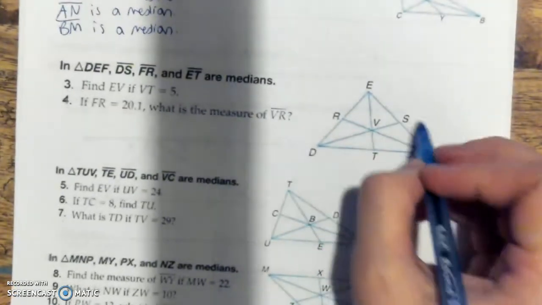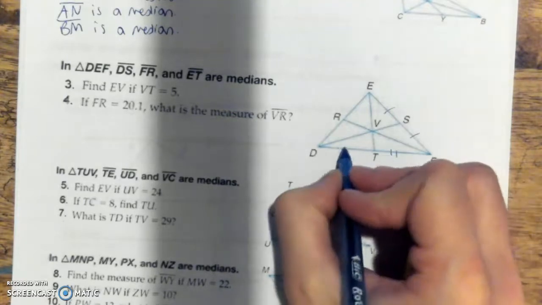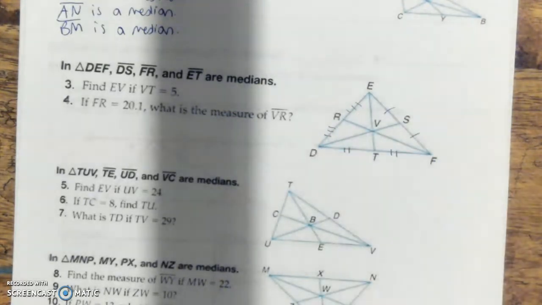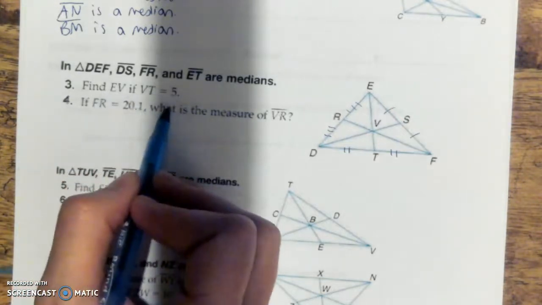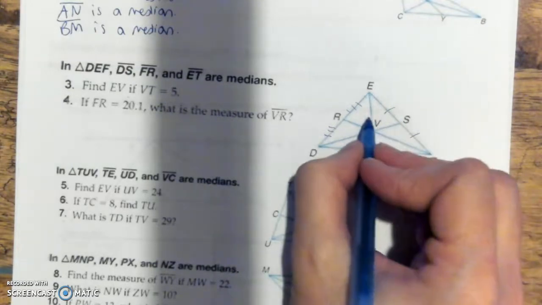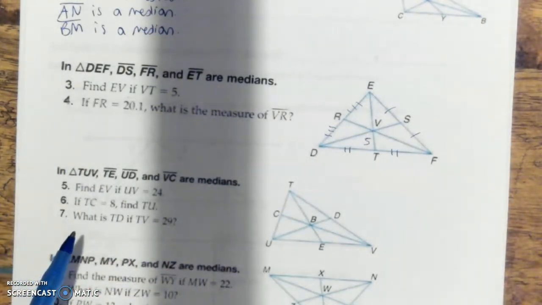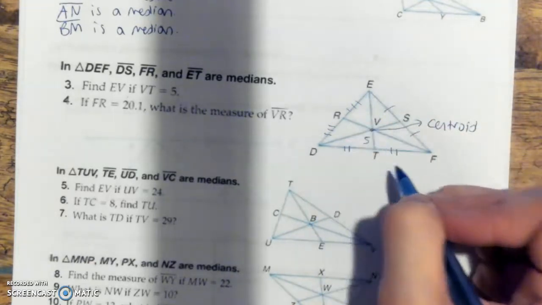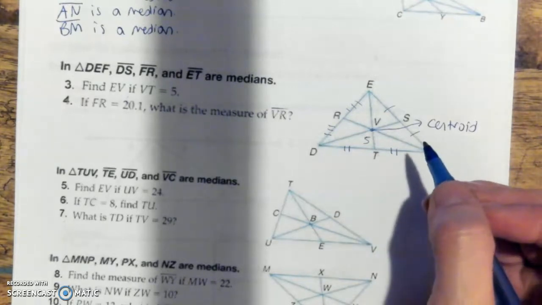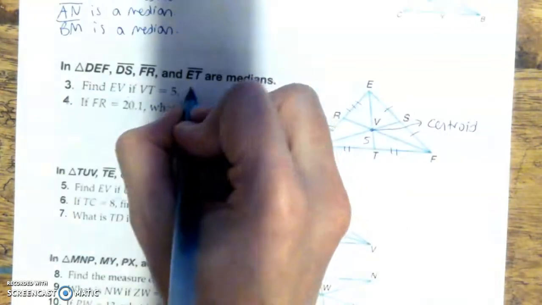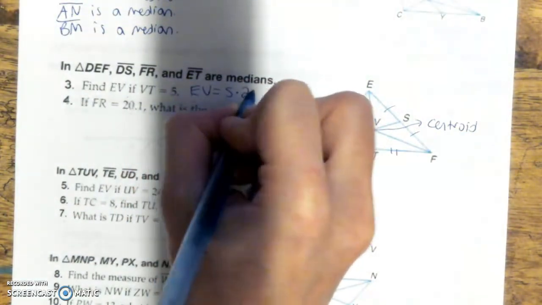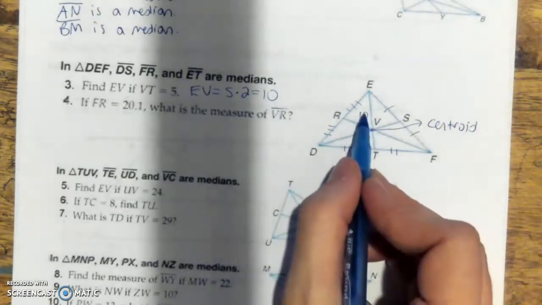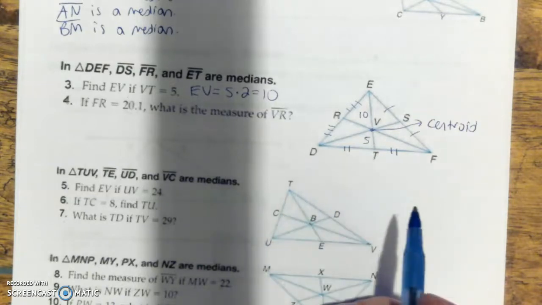All right, I'm going to move on here. In triangle DEF, DS, FR, and ET are medians. All right, so that tells us a lot about this triangle. I know that each of these are midpoints, so I can go ahead and say that it splits each of these in half, right? All right, so find EV if VT is 5. So from V to T is 5, and we need to find EV. All right, so if it's a ratio of 2 to 1, right? Remember the centroid right here. The centroid splits up ET in a ratio of 2 to 1. So EV is going to be 5 times 2, which gives me 10. So a ratio of 2 parts to 1 part. So EV is equal to 10.